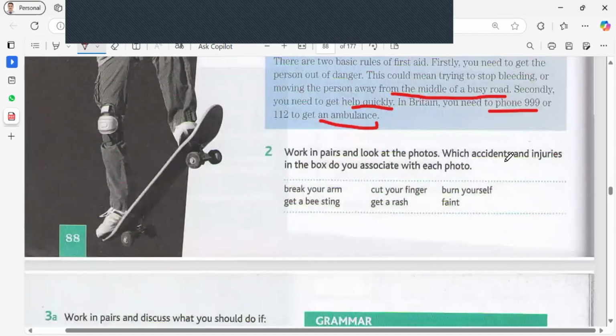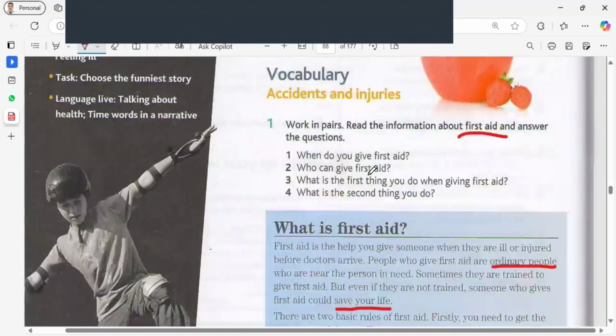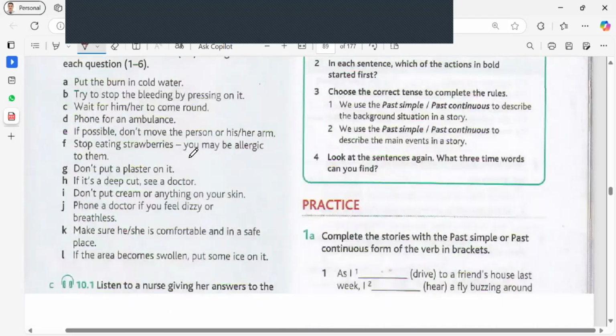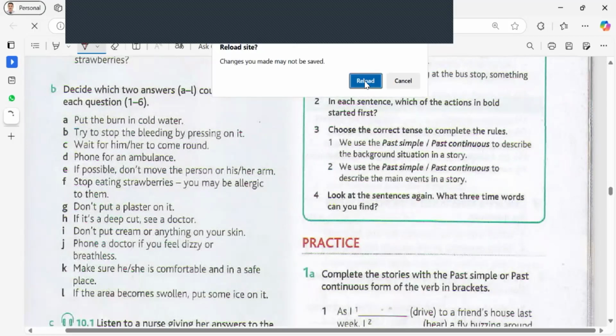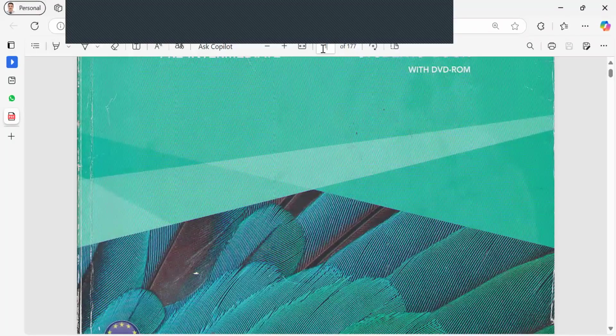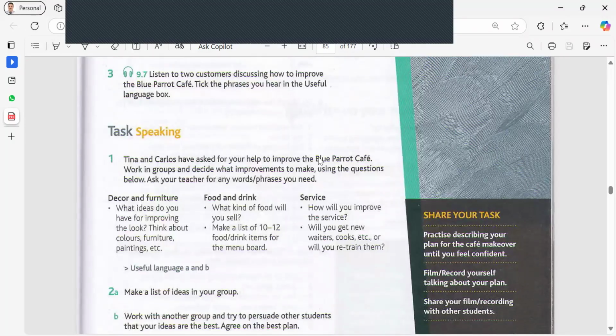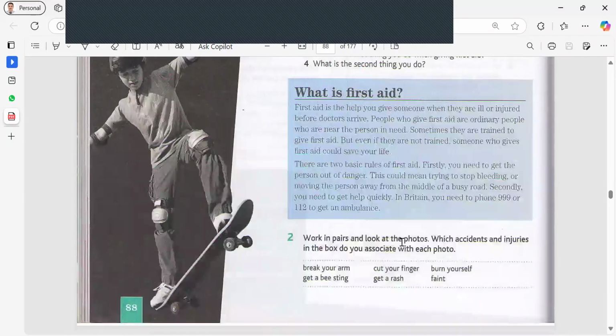Now, which accidents and injuries in the box do you associate with each photo? Look at the photos and the injuries or health problems in the box. Can you please match them to the photos? Give me the page again, please. 88. Can you please match the pictures to the problems in the box?